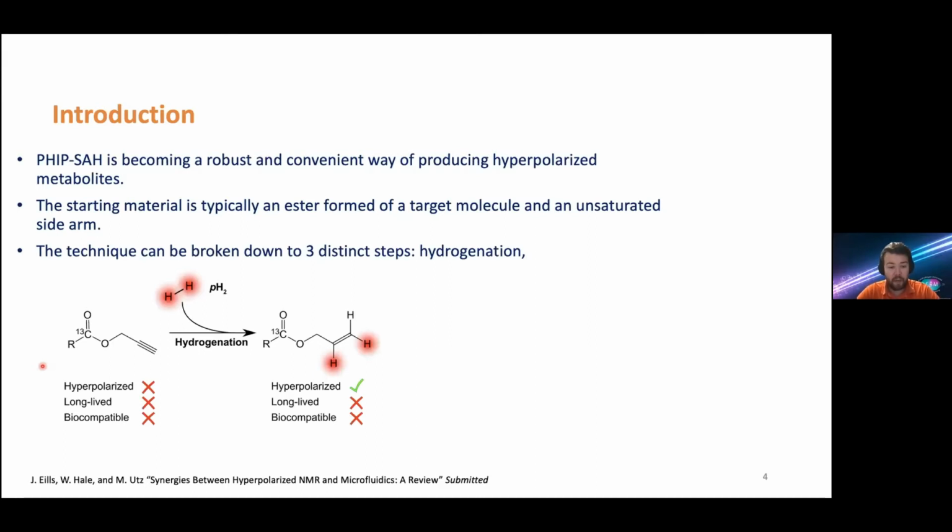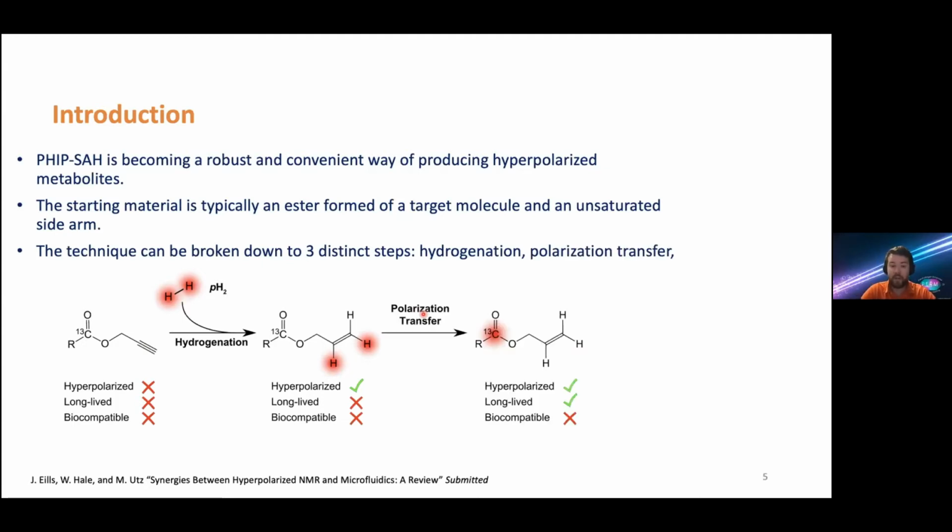The first being hydrogenation, where you bring your starting material into contact with parahydrogen, typically done by bubbling with a homogeneous catalyst, and then you produce this hyperpolarized molecule. However, it's not long-lived and it's not biocompatible. And this is where the challenge starts, because these short-lived molecules really need to be either scanned and detected, or the second step needs to happen, which is a polarization transfer.